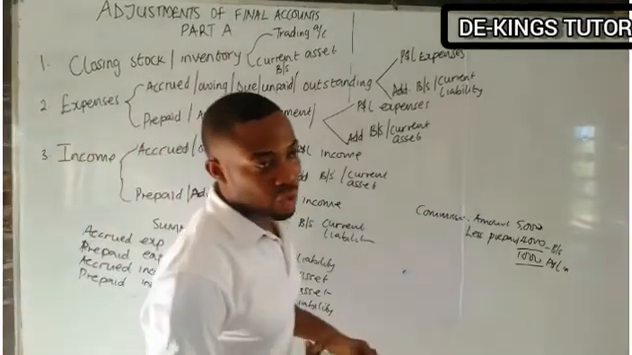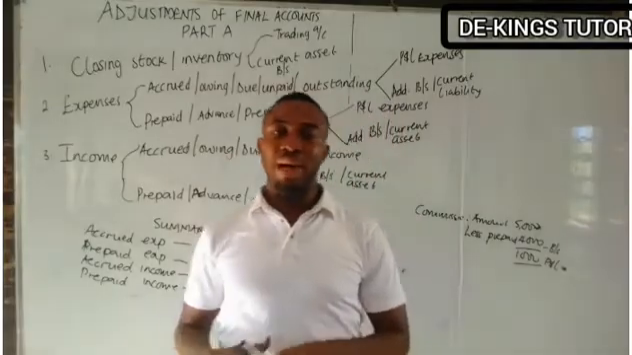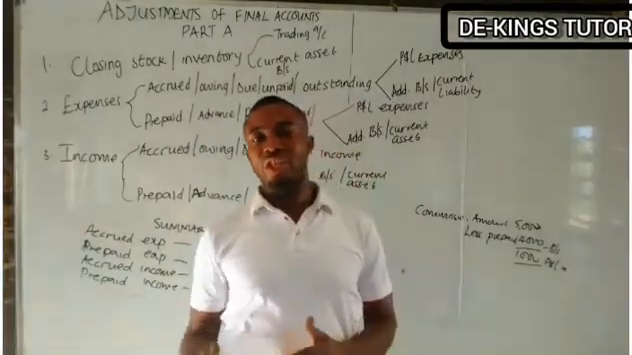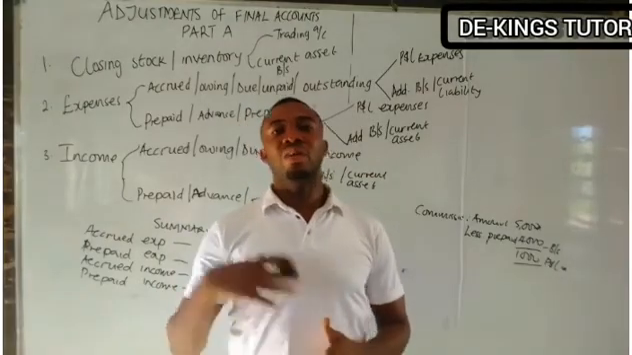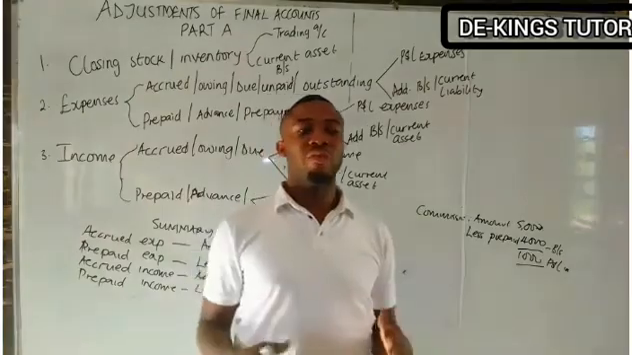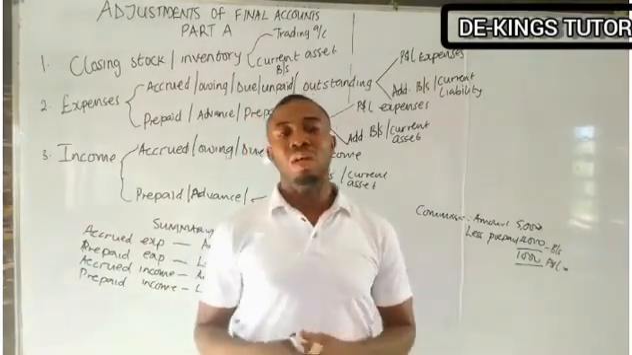That's part A. In the next video, for part B, we'll look at bad debt, how to treat bad debts in adjustment, provision for bad debt, provision for discount allowed and debtors, and provision for discount received. How do we treat all this? Depreciation. How do we treat all this? Okay? So watch for that video.